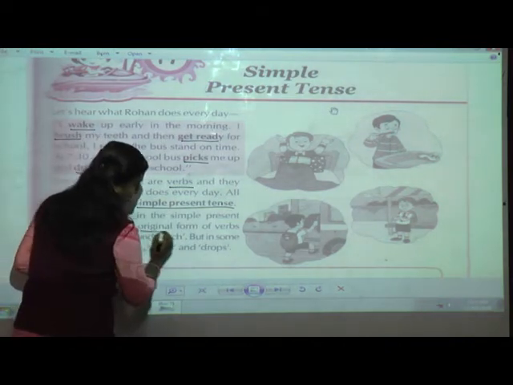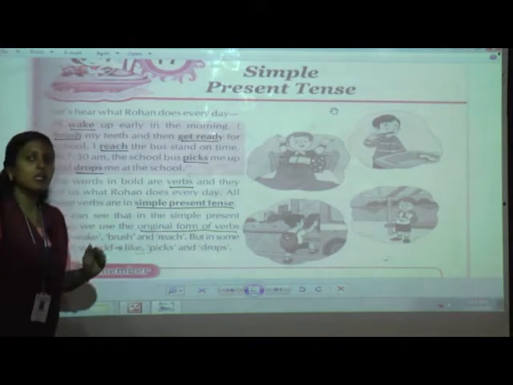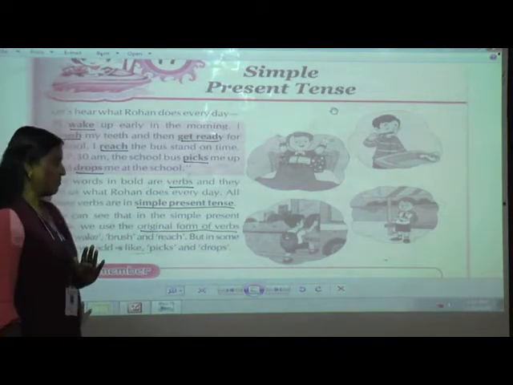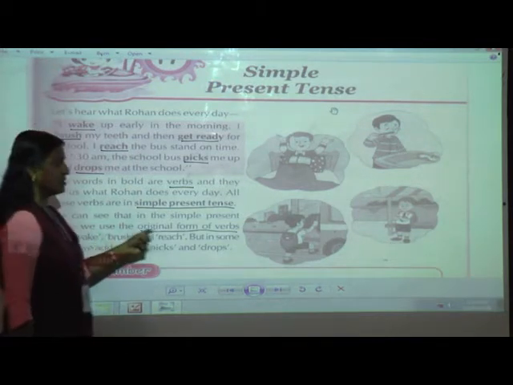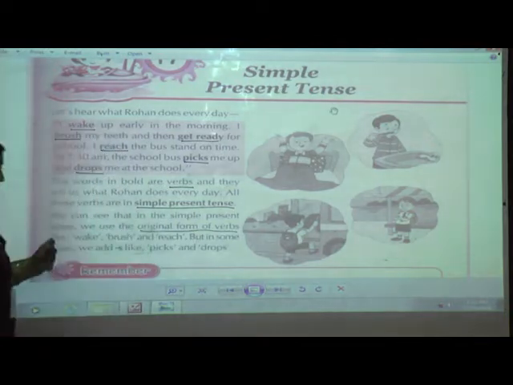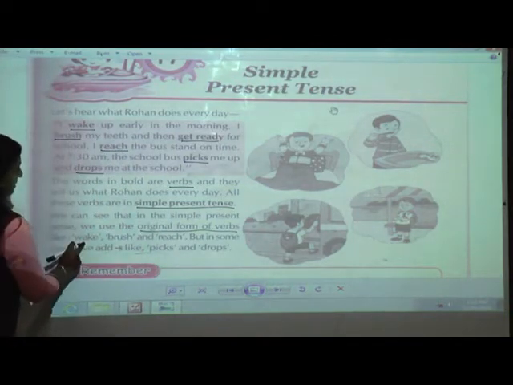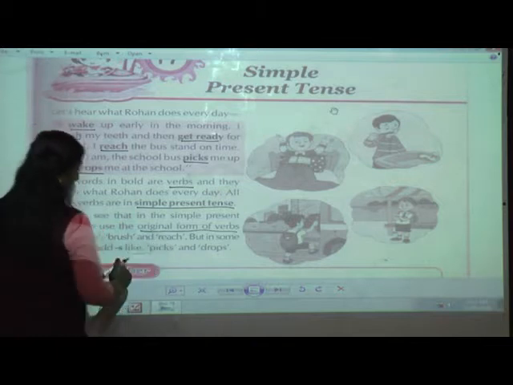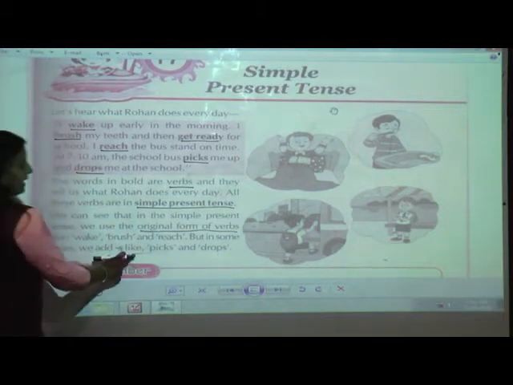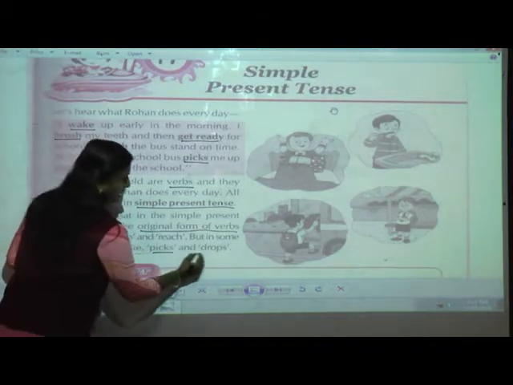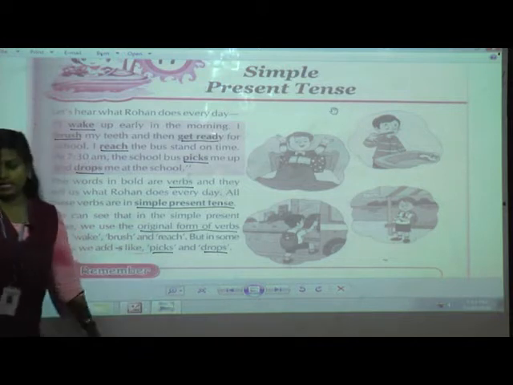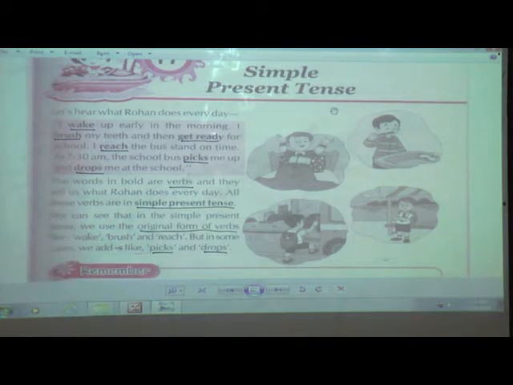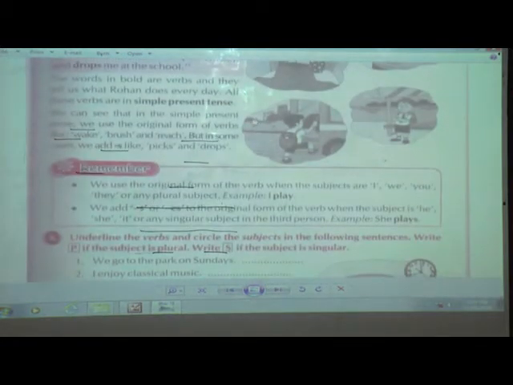Now we can see that in the simple present tense, what do we use? Yes, in the last session we said that simple present tense will always come in the original form of the verb. So here they have given that in simple present tense we always use the original form of verbs. Like here they have given wake, brush, reach, but in some verb cases we add s, like picks and drops. Why they have added s here, we are all going to see in this lesson. I hope that till here you have understood. Understood, students? Okay.